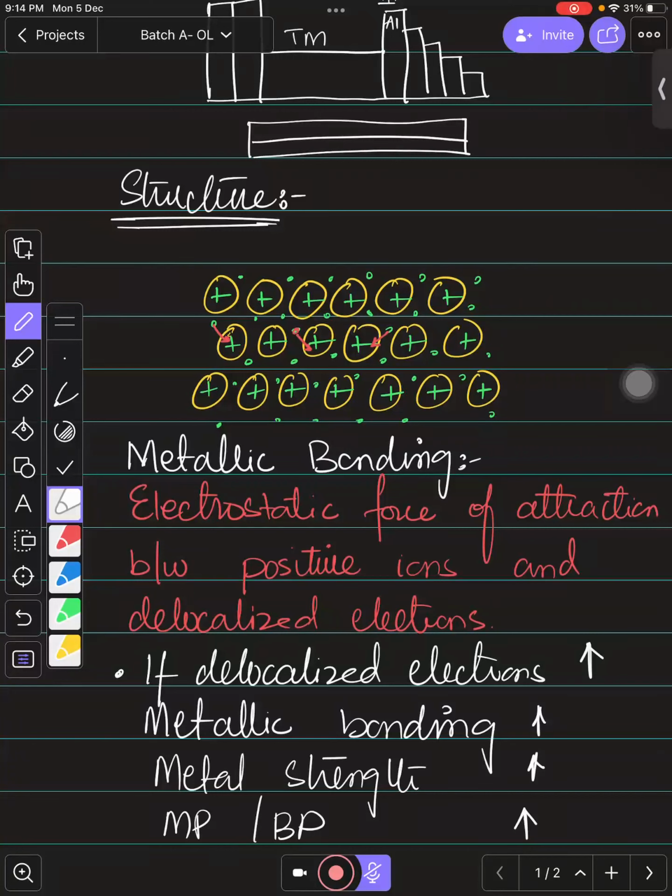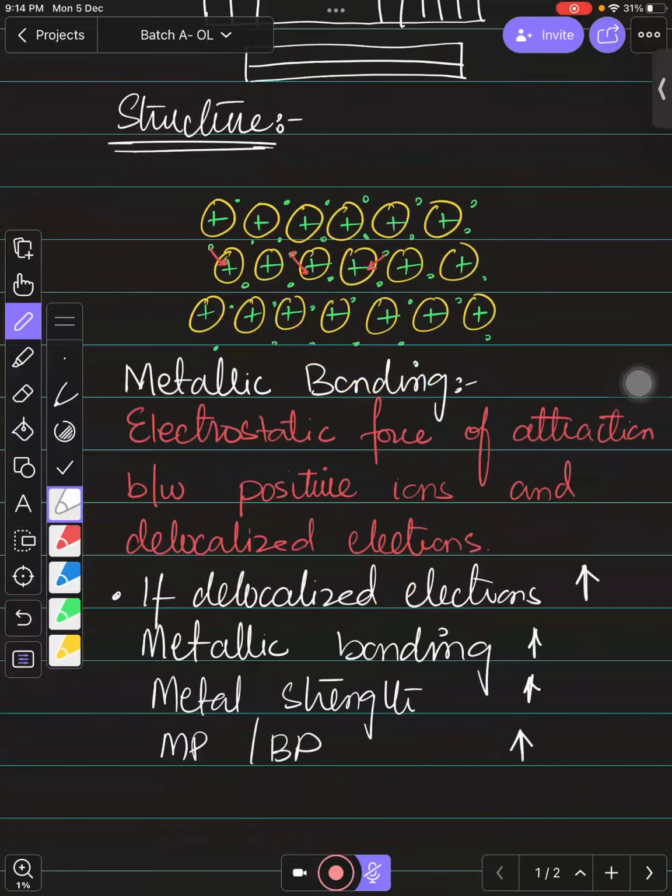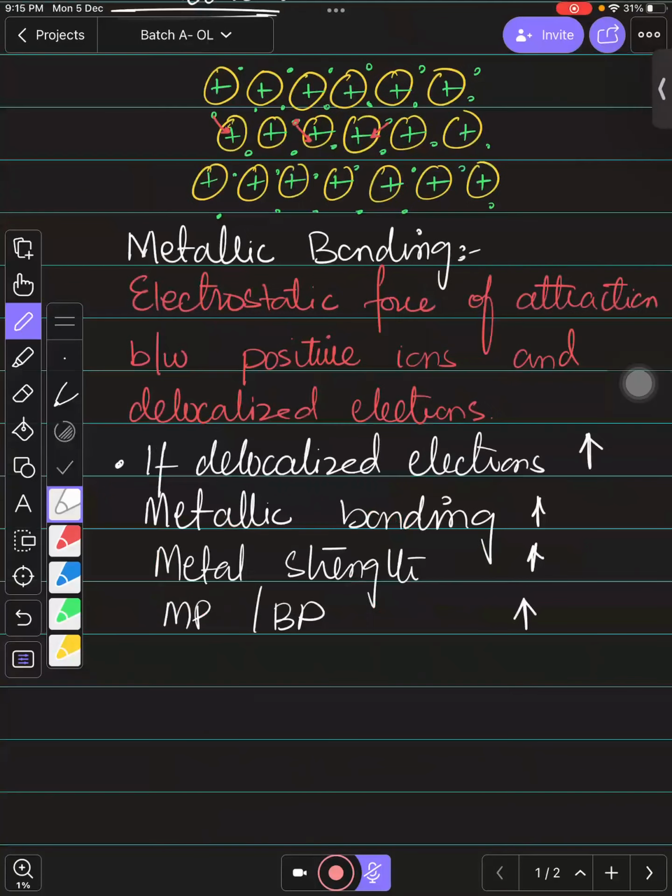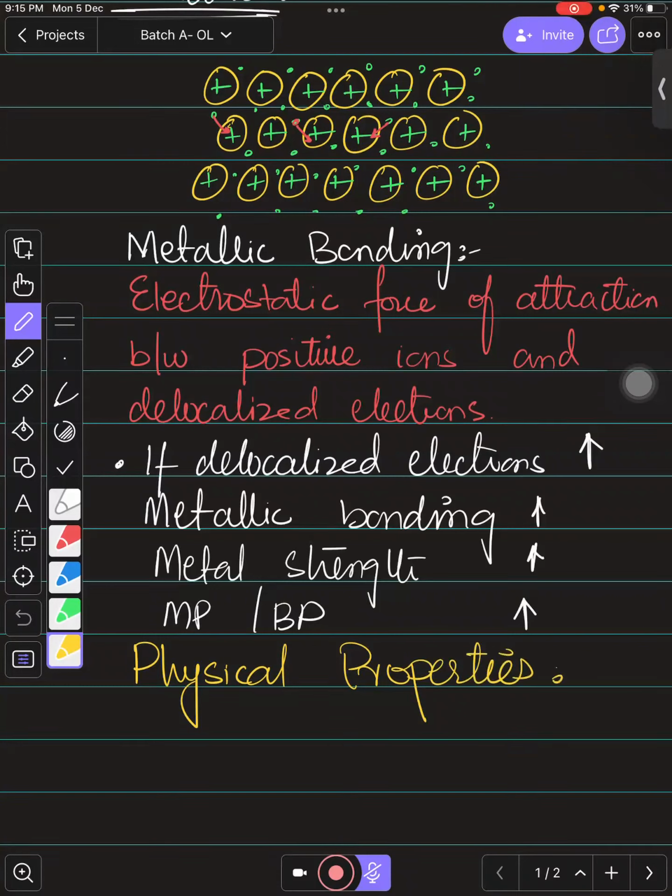Yes, sir. Now, regarding this structure, we have two physical properties attached to it. There can be many more physical properties of this structure, but according to our syllabus, two physical properties are very important. The first physical property is conductivity of electricity. Among physical properties, the first one you need to remember is electricity conduction.